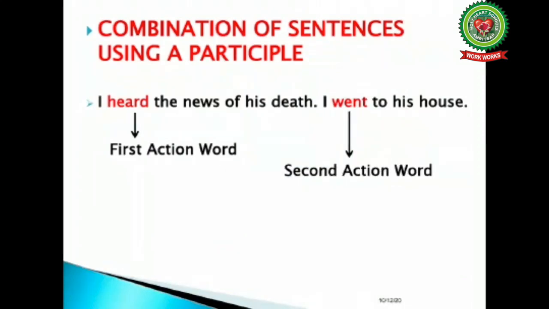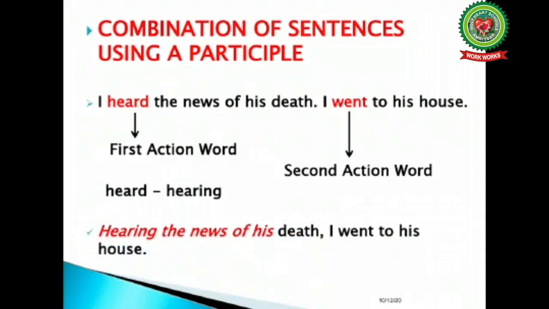So we will take the verb of the first action, that is heard, and change it into present participle. So heard becomes hearing. So children, our answer will be hearing the news of his death, comma, I went to his house. Children, you have to keep in mind the full stop of the first statement will change into comma.